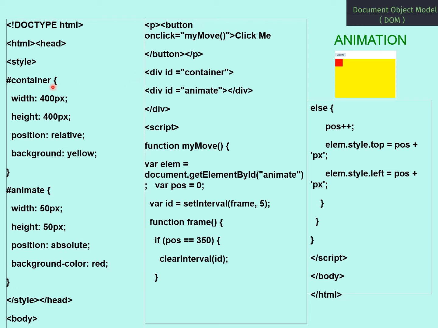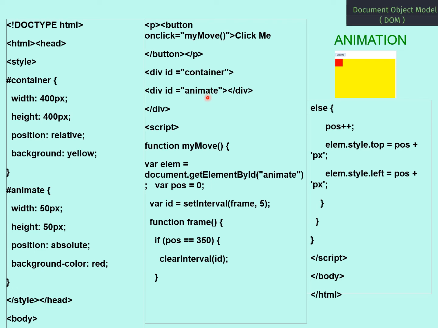Now you can see the corresponding container. Container width is specified as 400 pixel, height is specified as 400 pixel and position is relative and its background is yellow. So a 400 pixel width and 400 pixel height, yellow background division is created. Then after that, div id is equal to animate. Another div is opened inside this particular div, with id animate.